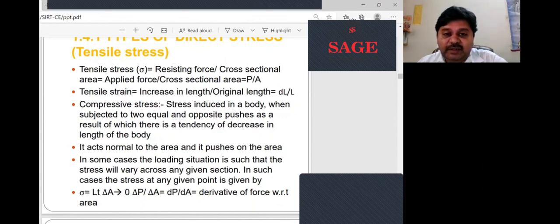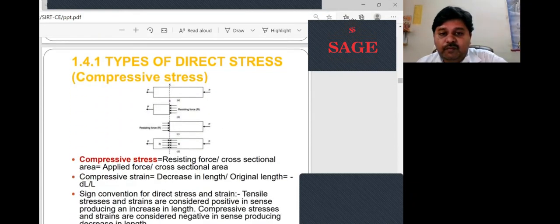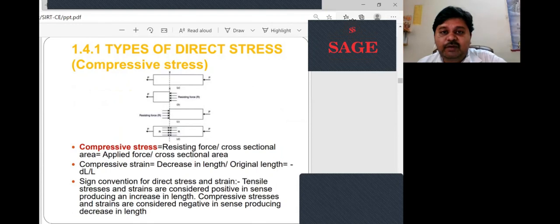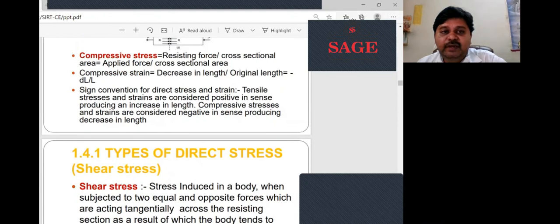In some cases, the loading situation is such that the stress will vary cross-section wise across the given section. In such cases, the stress at any point is given by the compressive stress. This is the phenomenon when we apply the compressive force. Same thing, but the change is what? Compressive strain is equal to the decrease in length divided by the original length.